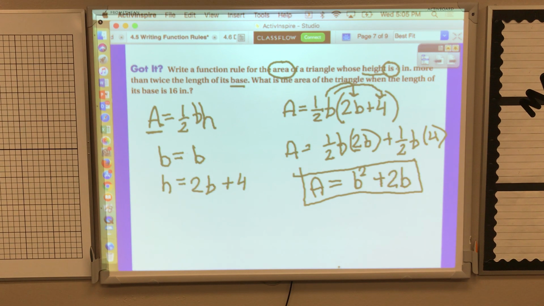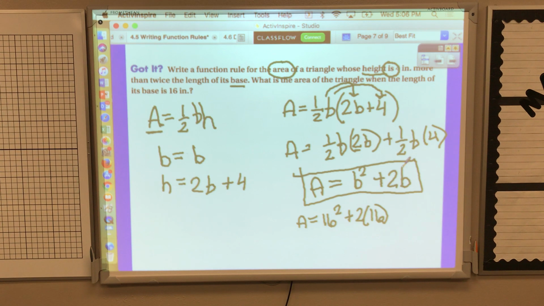Okay, so the next thing they want me to do is to solve that function rule to figure out what the area of a triangle is whose length of the base is 16 inches. So they're asking me now to solve that equation when I sub in 16. So I have A equals 16 squared plus 2B, which B again is 16.